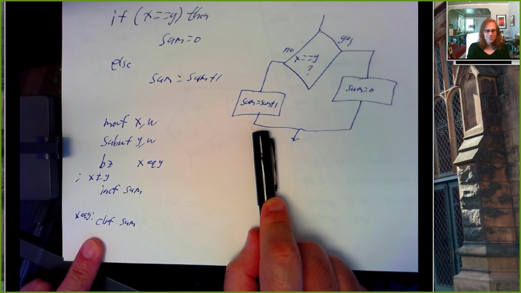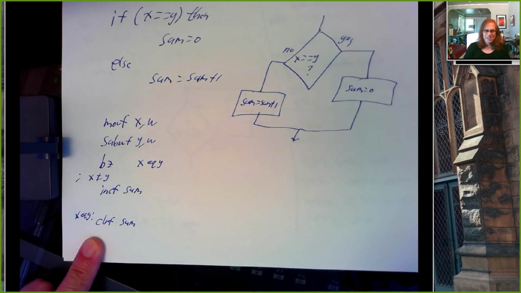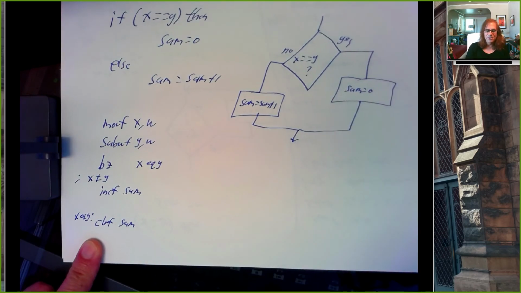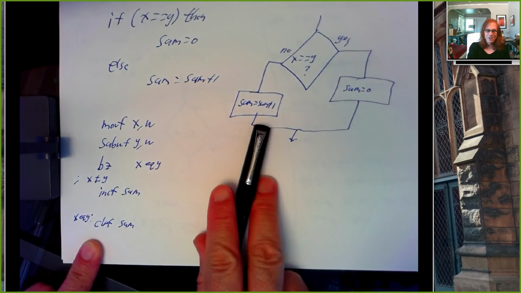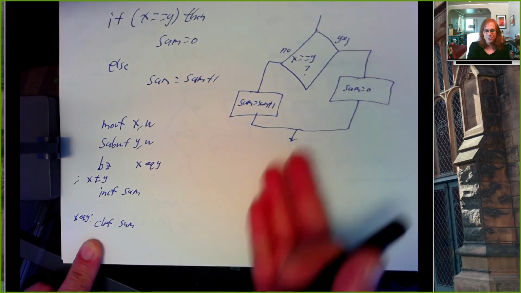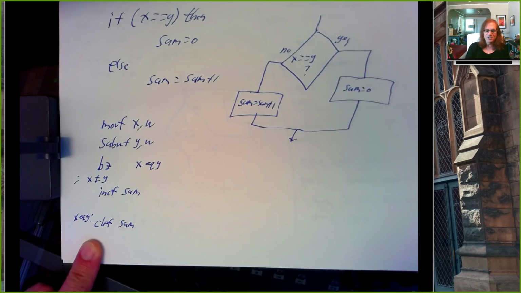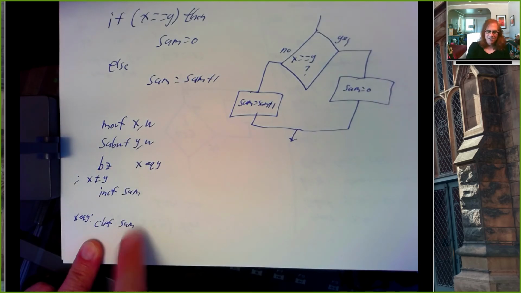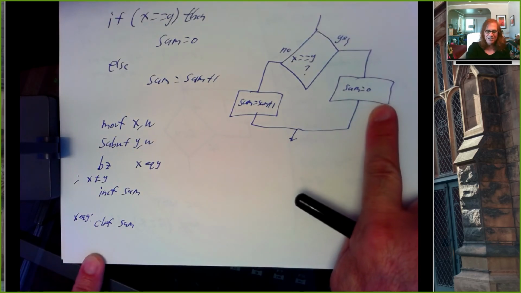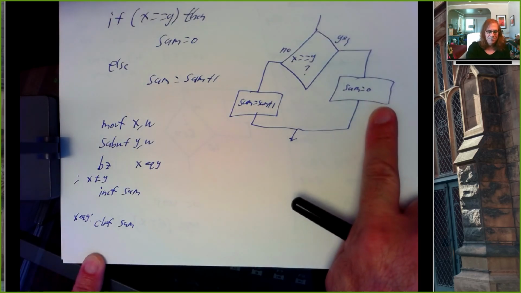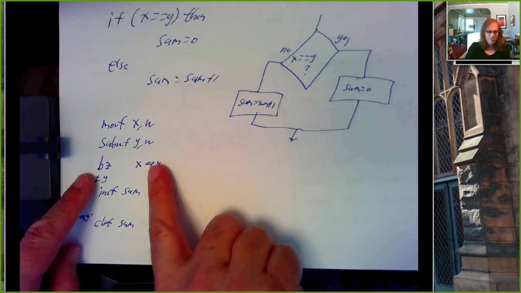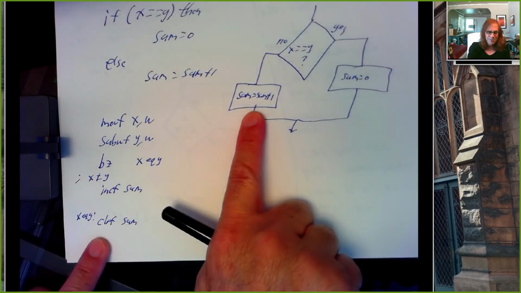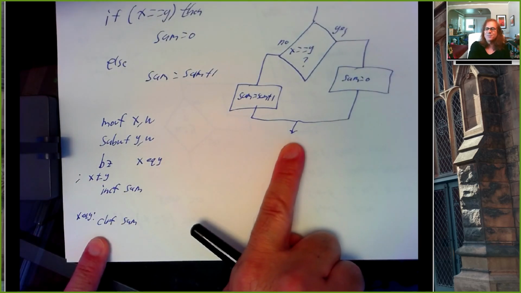It clears the sum. That's not what my flowchart says I should be doing. It says after I increment my sum, I should flow through to whatever the next block of code is. But if I write my code like this, if x is equal to y, I come down here, I clear my sum, and I get down to the next statement. That works great. But if x is not equal to y, I skip the branch, I increment my sum, but I'm clearing my sum after that.